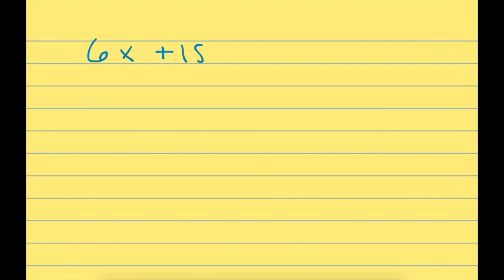6x plus 18y minus 24. Do they have any variables in common? No. What's the greatest number that 6, 18, and 24 have in common? Now some of you might have said 2 or 3, and both 2 and 3 go into every one of those numbers. The biggest number that goes into them is 6, and so we'd want to pull out a 6.